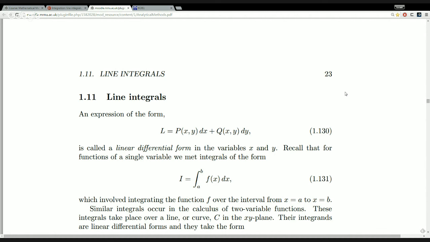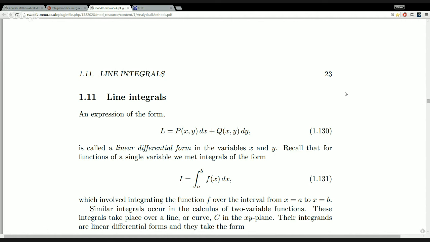But with functions of two or more variables, immediately there's more possibilities. For a function of two variables, the domain of the function is now a two-dimensional plane. So if you want to do some kind of integral, some kind of summing up or accumulation of the values of the function, because the domain is two-dimensional, there's more possibilities about what you can talk about. The first type of integral we're going to talk about is when we integrate.